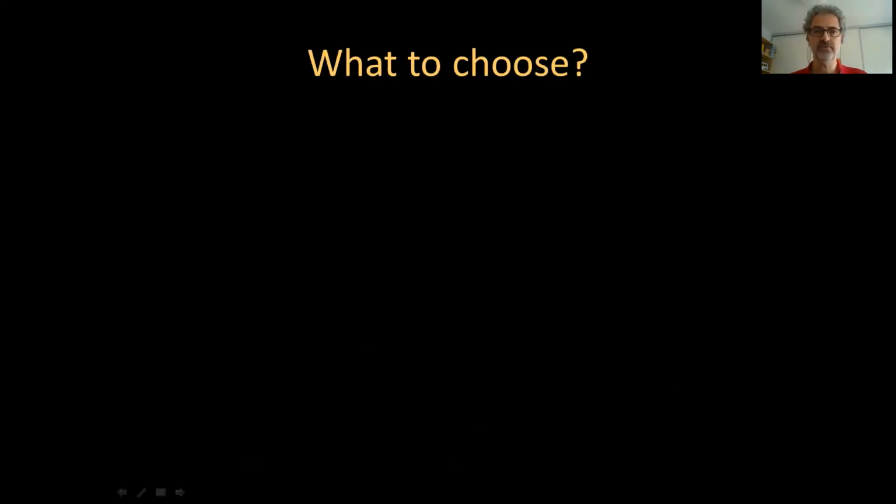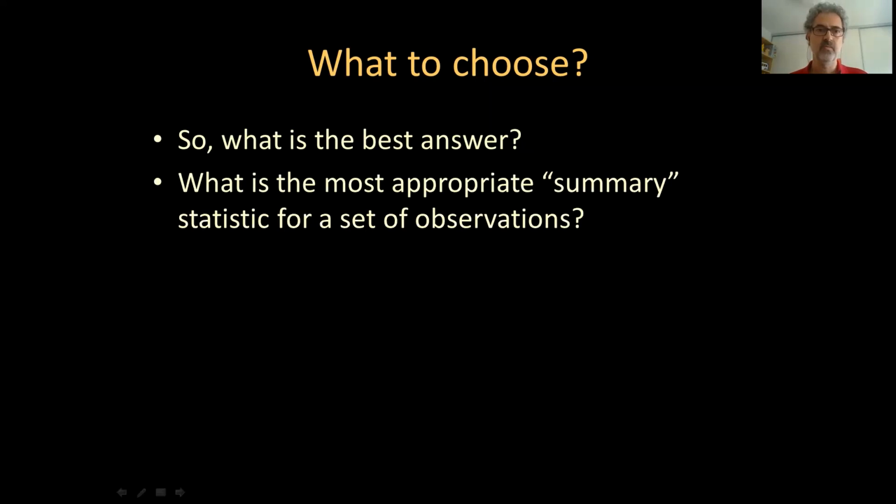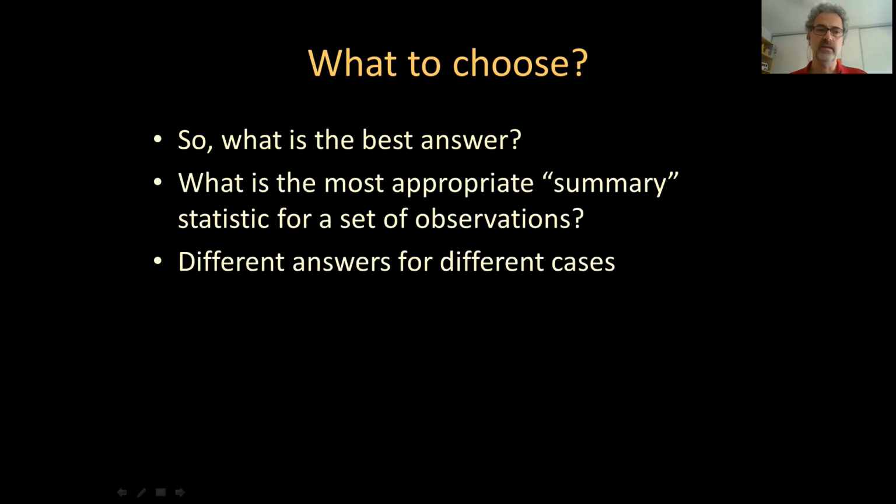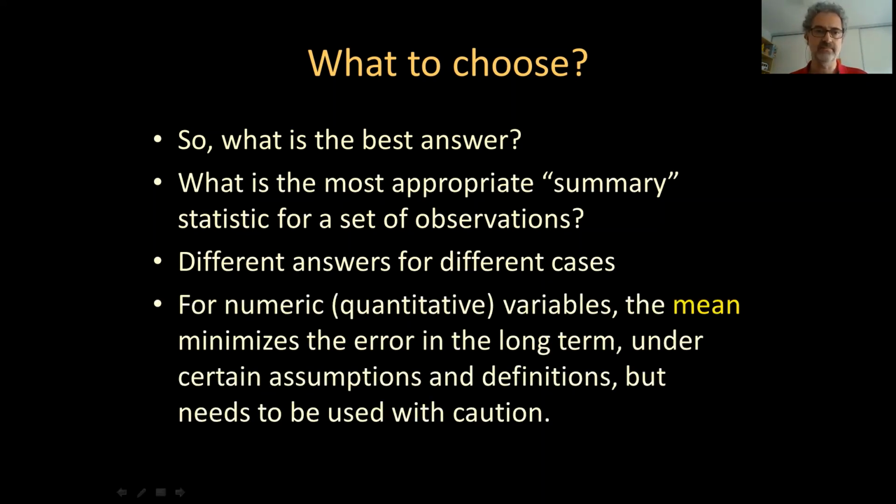So what are we supposed to choose then? What is the best answer about this person's height or about situations when we have some set of data and need one summary estimate from them? What is the most appropriate statistic for the set? Unfortunately, different cases require different answers. So this is why we need to understand the properties and assumptions of the different indices so we can choose wisely which one to use in each case.